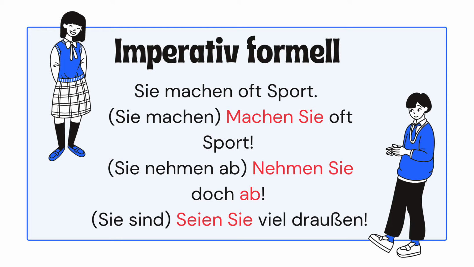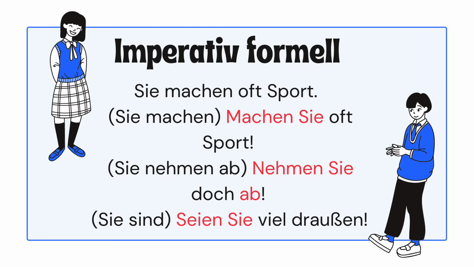So on this first slide, you can see the formal imperative form of the verb. Here I've put a couple of examples, and basically when you use the formal imperative form, you use the Sie with the verb. Because you are talking to someone you don't know very well, or especially in official meetings or in a business setting, this is very useful.